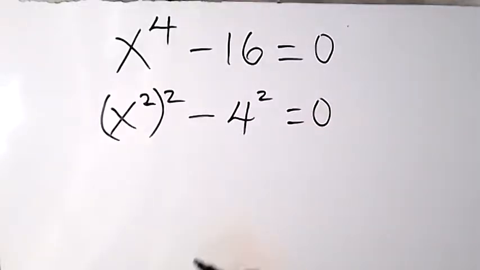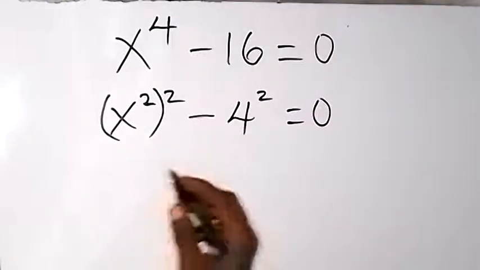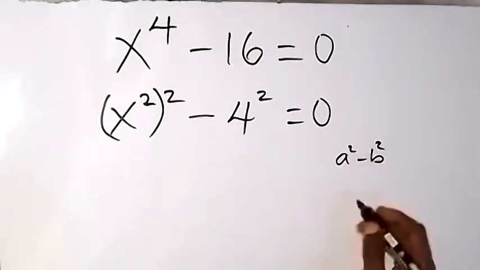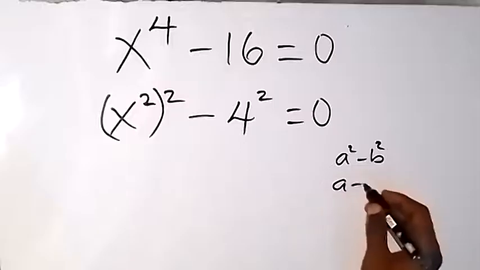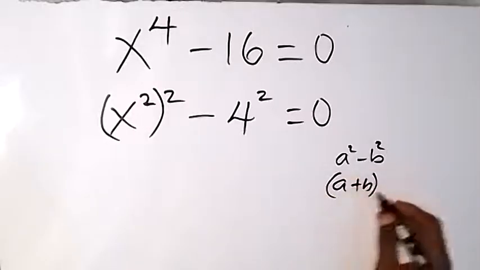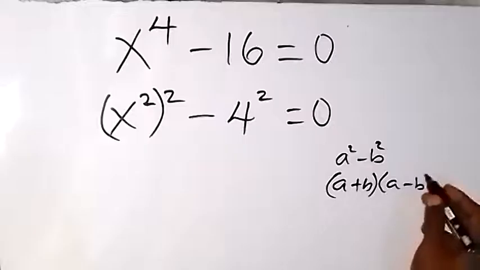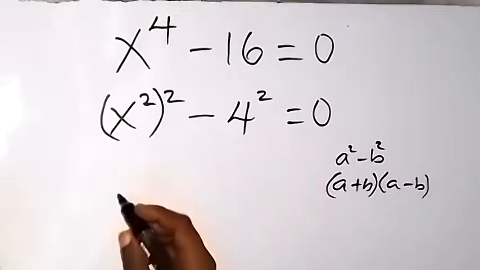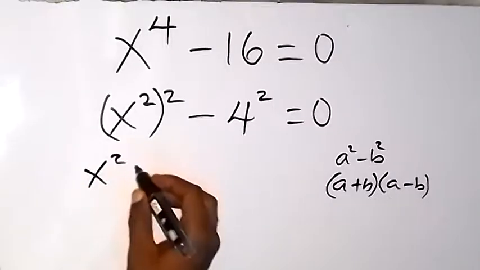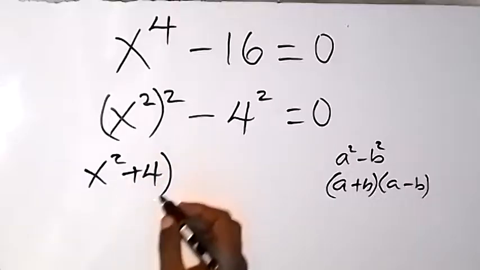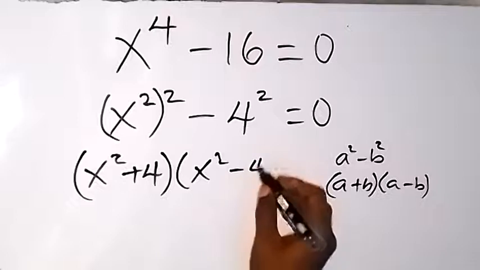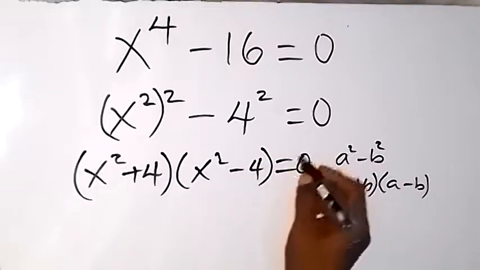Looking at this, we apply the difference of two squares. When we have a squared minus b squared, this is the same thing as a plus b multiplied by a minus b. When we use that here, a is x squared and b is 4. So we have x squared plus 4 multiplied by x squared minus 4, which is equal to 0.